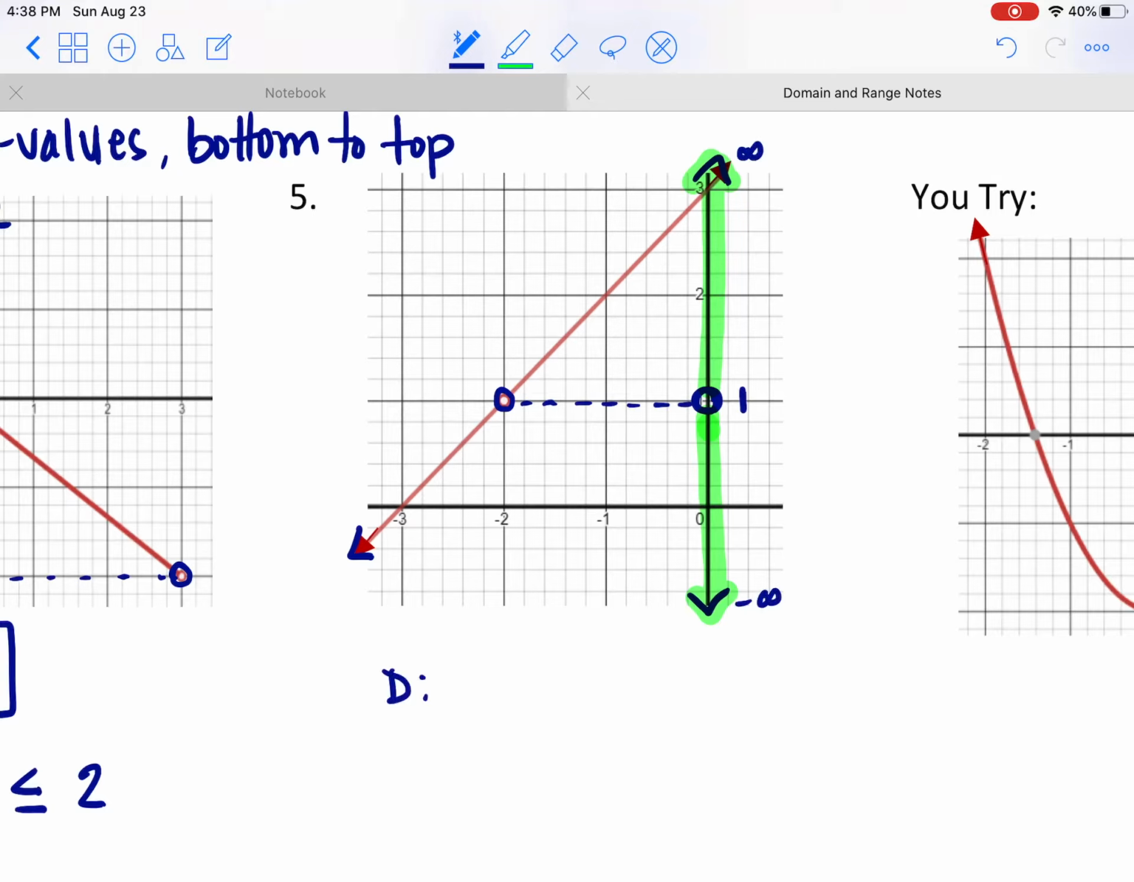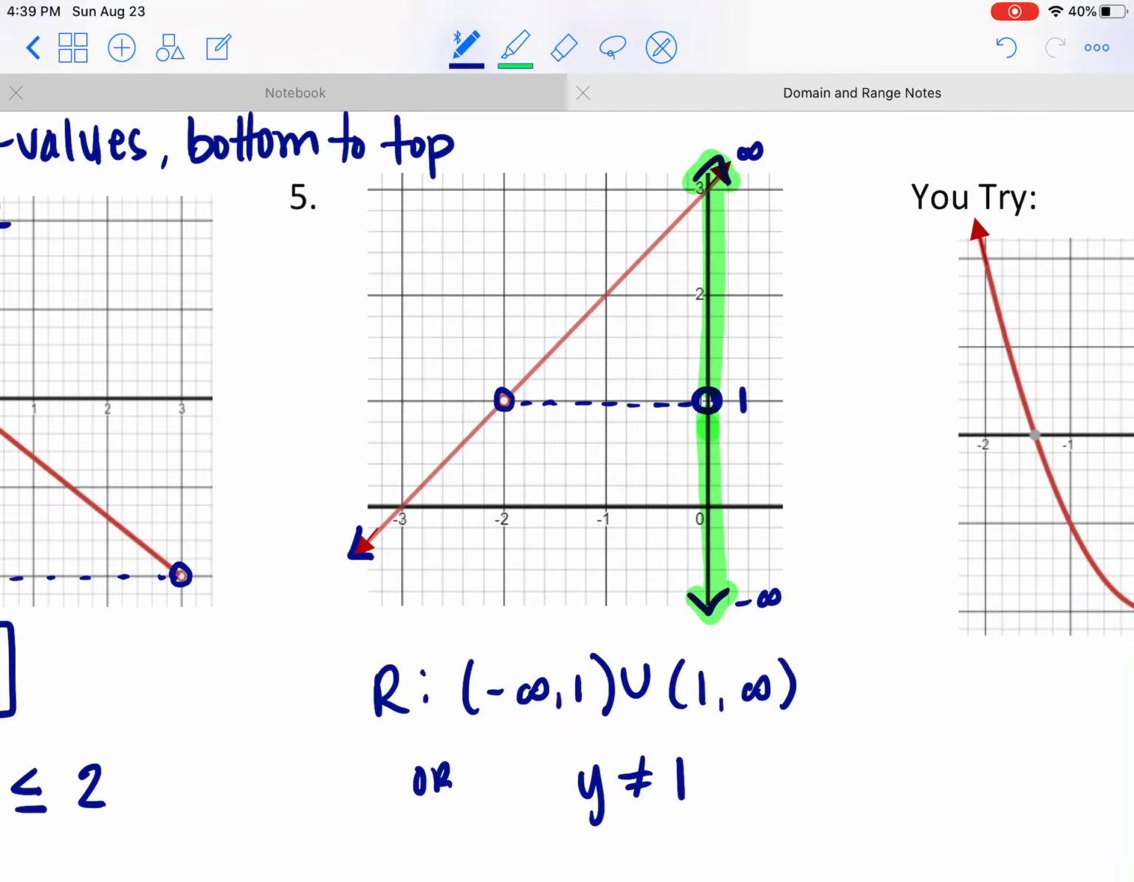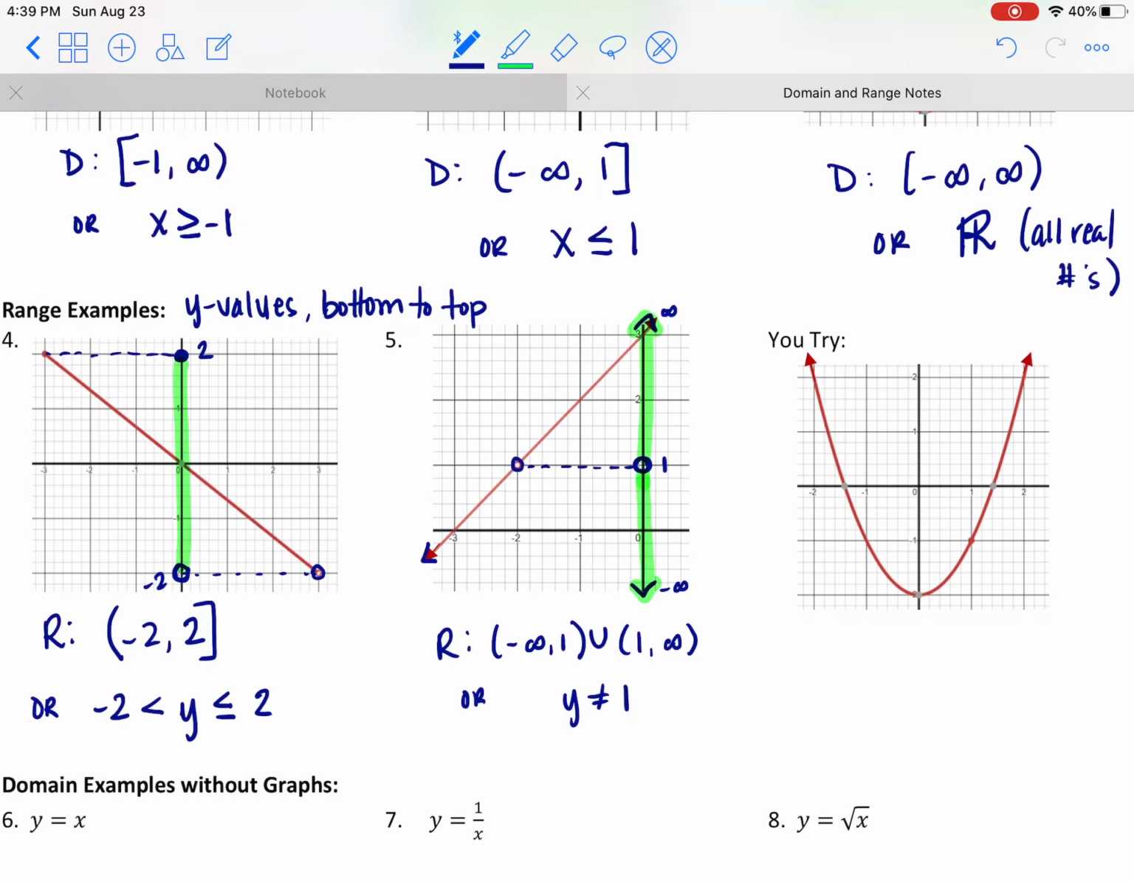Okay, everything above, everything below is fine. So this range has two intervals. The interval below 1, which is everything from negative infinity to 1, and everything after 1, everything from 1 to positive infinity. Those intervals are included in our range. Or we could say, quite simply, these y values cannot equal positive 1. Okay? Alright, the next one here is one of those, what I call U-tries.